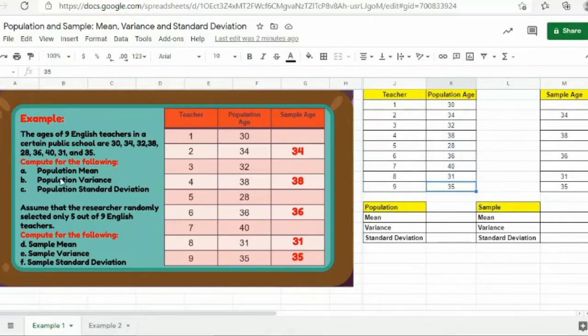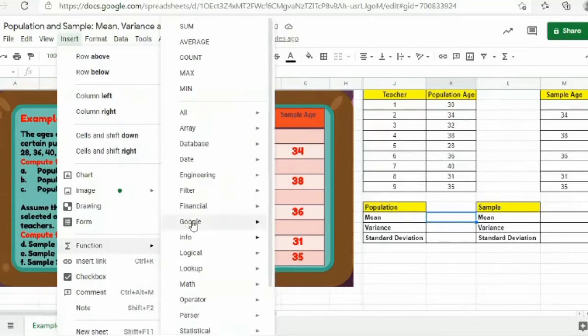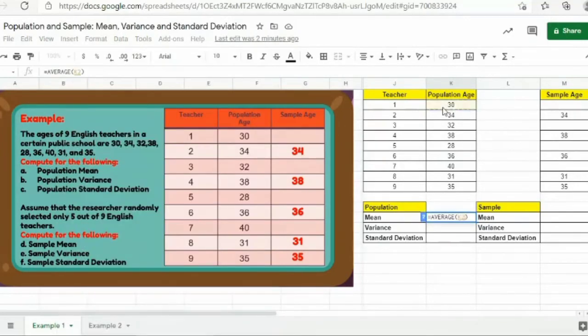The first thing is we need to solve for the population mean. Go to mean, go to insert, then select function, and then go to the part of average, and then select the given section from 30 up to 35, and then press enter. So we can approximate our answer using this function.